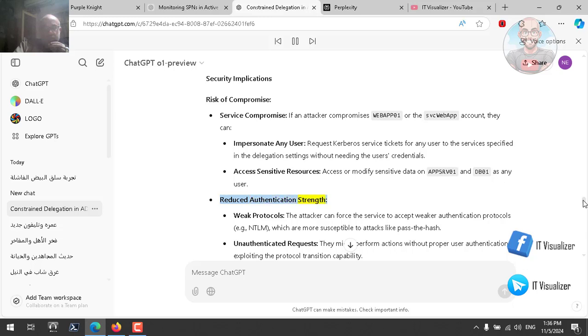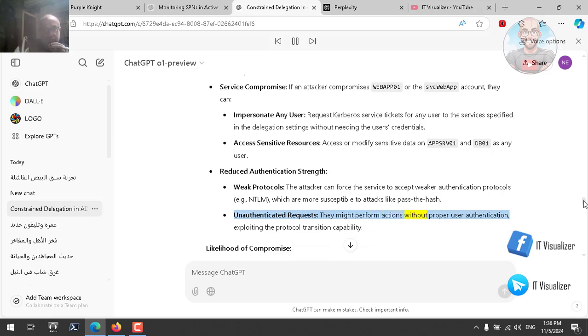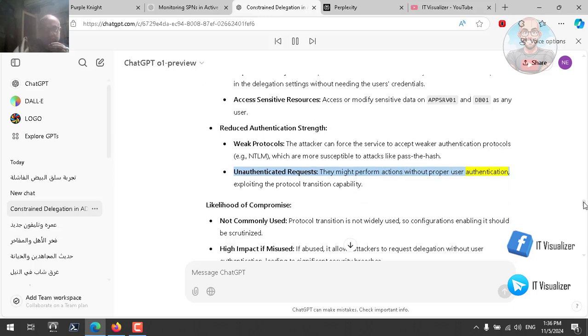Reduced authentication strength. Weak protocols: the attacker can force the service to accept weaker authentication protocols, e.g., NTLM, which are more susceptible to attacks like pass-the-hash. Unauthenticated requests: they might perform actions without proper user authentication, exploiting the protocol transition capability.